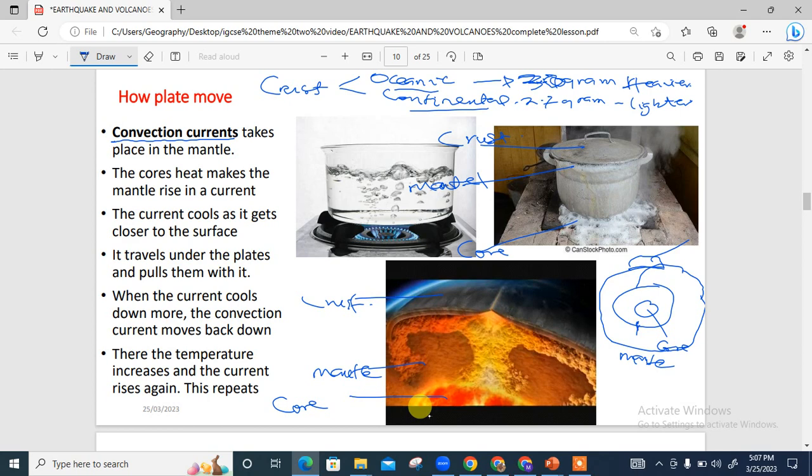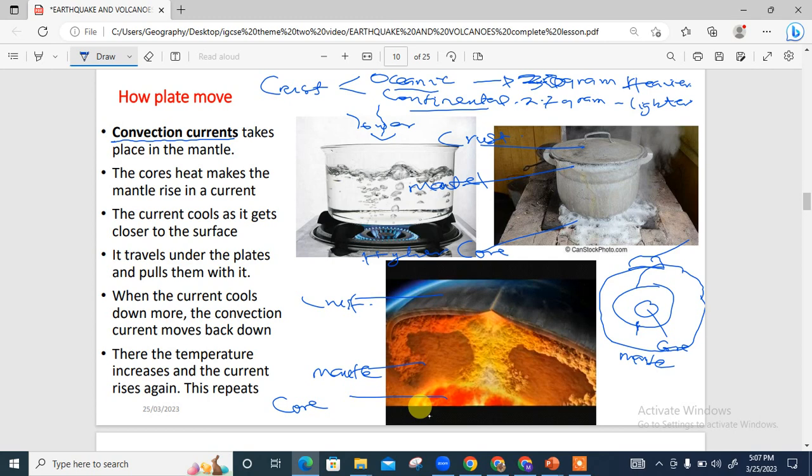So the heat, like in this case now, the gas is providing the heat. Once it hits the magma, which is the content inside the mantle, in this case water, it will begin to rise as the temperature increases. So the current, which creates a convection current, cools as it gets closer to the surface, because the temperature at the surface is lower and the temperature here is higher. As it comes to the surface, it cools, then it goes back down.